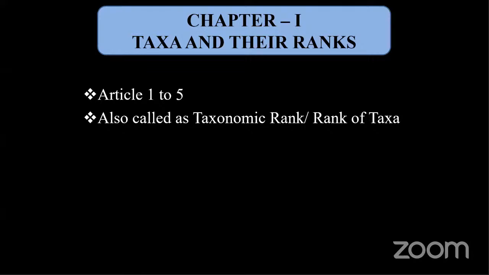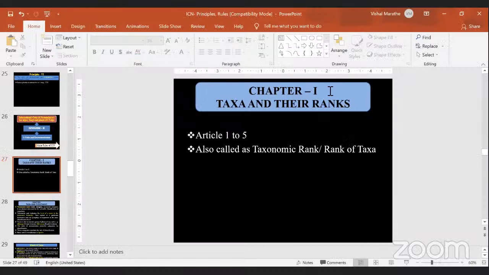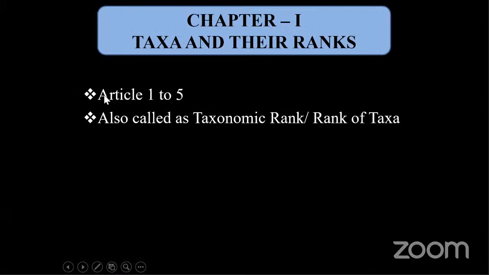The first section, or chapter 1st, includes taxa and their ranks. Articles 1 to 5 are coded for this taxonomic rank. It is also commonly called taxonomic rank or rank of a taxa. So you have to remember Articles 1 to 5, because these articles are mainly related to the rules and regulations governing the taxonomic rank.